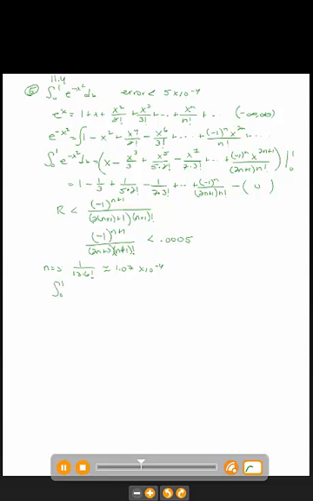So this answer would end up being 1 minus 1/3 plus 1 over 5 times 2 factorial minus 1 over 7 times 3 factorial plus 1 over 9 times 4 factorial minus 1 over 11 times 5 factorial. And that's approximately 0.747 if you put it all in your calculator.